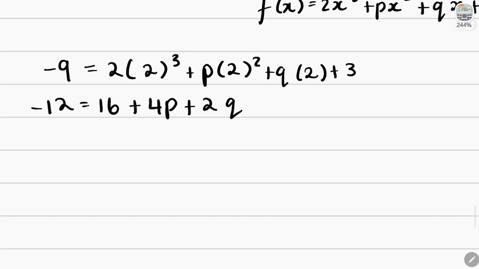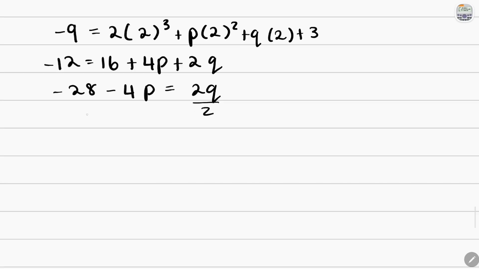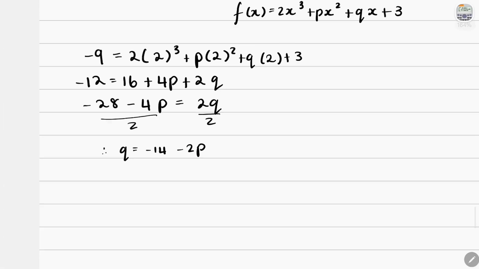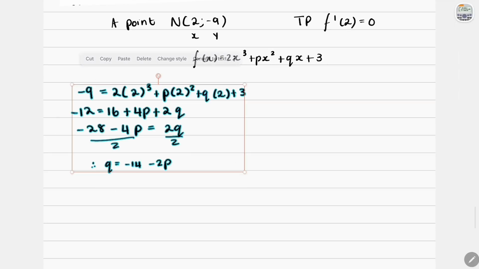Then we'll just transpose the 16, of course. When you take it over, it becomes negative 28. So negative 28 is equal to 4p plus 2q. And already I can see that we can make q the subject here. So let's transpose the 4p. So it's negative 28 minus 4p is equal to 2q. And if we divide both sides by 2, q is simply equal to negative 14 minus 2p. So that is the equation we have there. We have q as the subject.